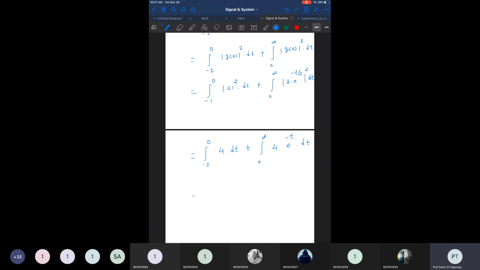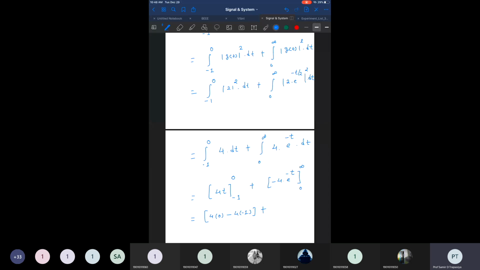Now we simply take the integration to find the energy. Integration of 4 is 4 into t, with limits from minus 1 to 0. For the other, we get minus 4 into e raised to minus t, because the integral of e raised to at is 1 over a times e raised to at, but a is minus 1 here, so it is minus 1 times e raised to minus t, and 4 is already there. Now we apply the limits, 4 times 0 minus 4 times minus 1 for the first integration.